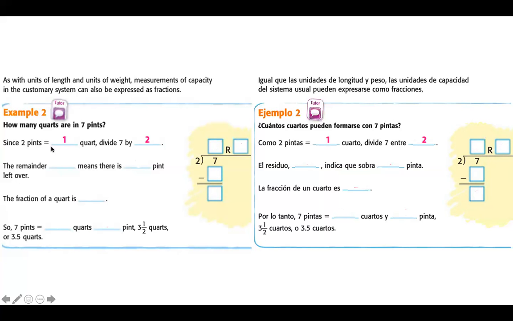So, those 2 pints into that 7 pints that we're working with. And so, we're looking at the division. So, 2 into 7, how many times does it fit?